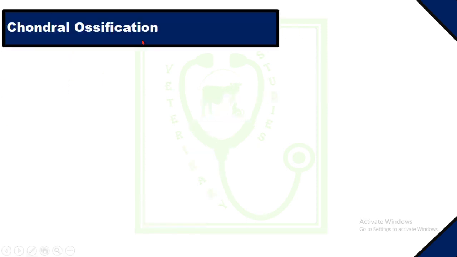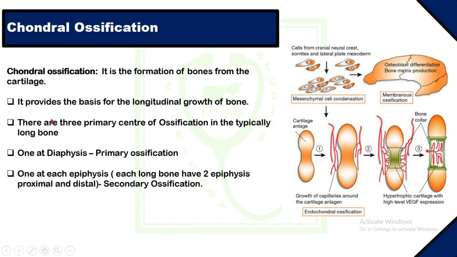Another type of ossification is chondral ossification. As the name denotes, chondra means cartilage, so it is the process of bone development from cartilaginous tissue. Chondral ossification provides the basis for the longitudinal growth of bones. It means long bones such as the femur and humerus are developed by chondral ossification.